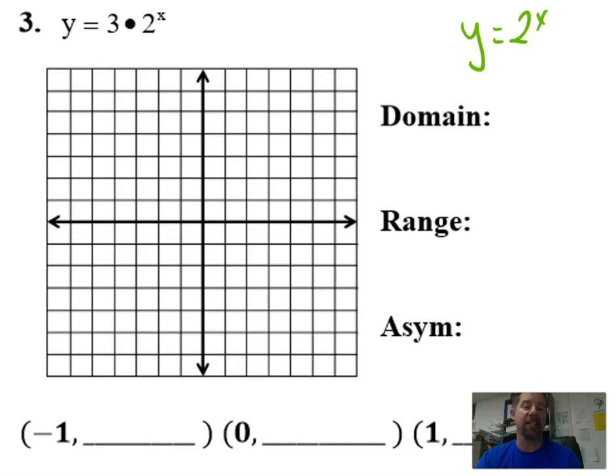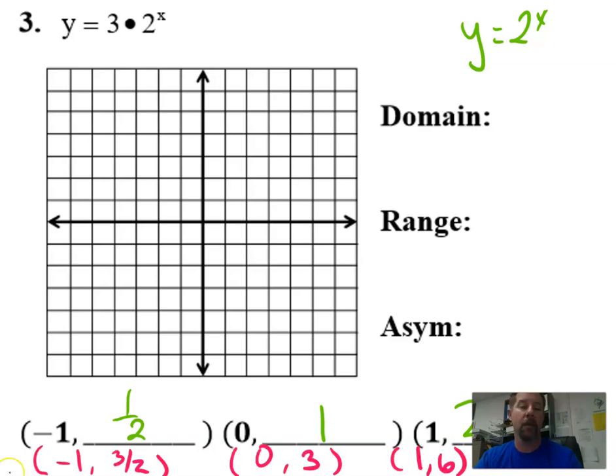So y equals 2 to the x is my parent function. I'm going to go find my 3 points. So that's (0, 1), (1, 2), (-1, 1/2). And then now what I need to do with that a value is multiply, that's my vertical stretch, right? So I can multiply the vertical or the y part by that 3. So I can multiply all these green numbers down here by 3. So the points become (-1, 3/2), (0, 3), (1, 6).